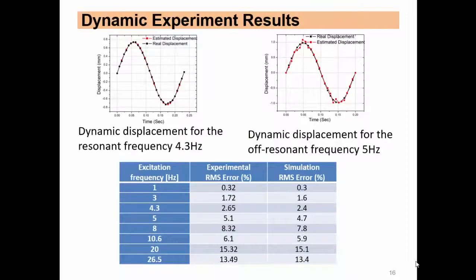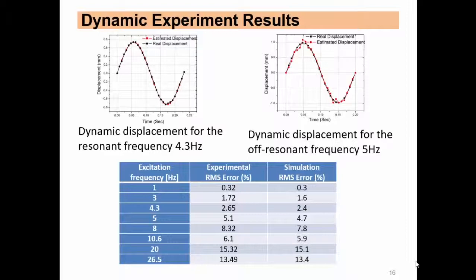For the dynamic shape, we can see two results shown here. One is at 4.3 hertz, which is the first resonant frequency of the selected plate, and the shape is estimated very well. But in off-resonant cases, there is overshoot at the edges. These are the results at various frequencies, and one observation is that as the frequency increases, the error also increases.